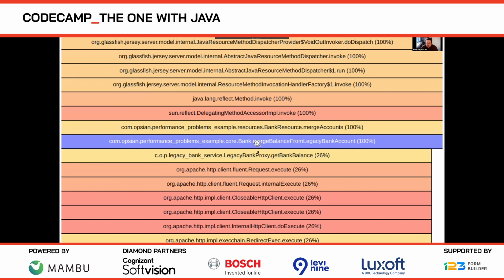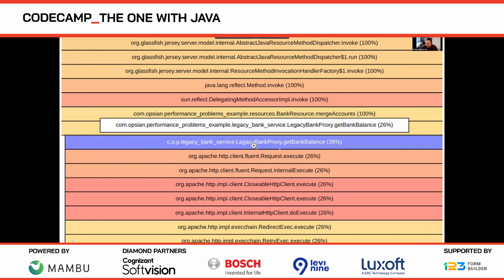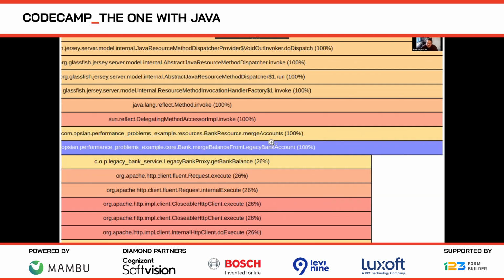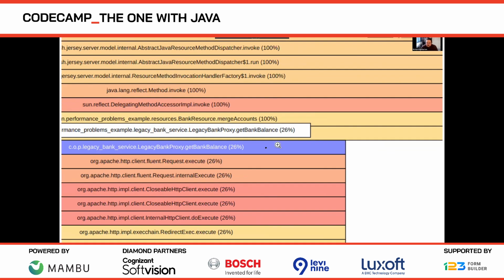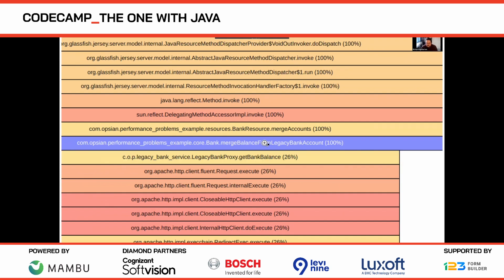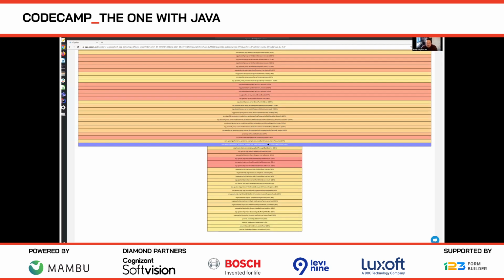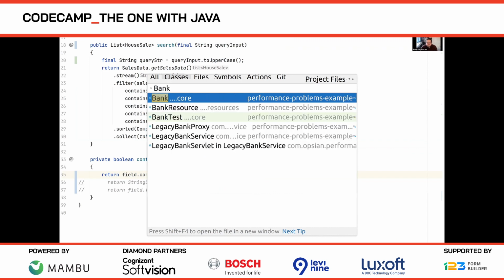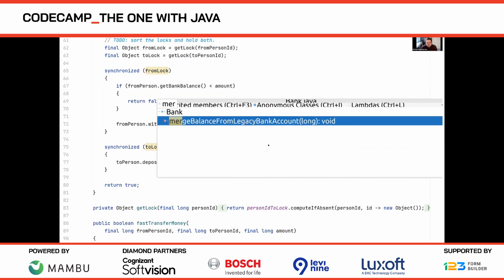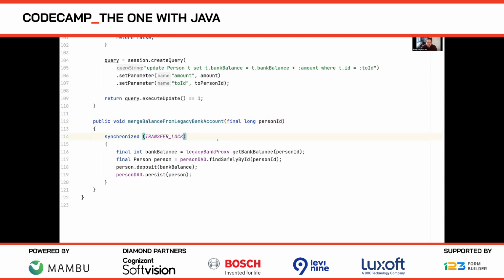And it is calling legacy bank proxy.get bank balance. But 75% or 74% here of the time disappears between our merge balance and our get balance operation. That's where our flame graph narrows in. That's the exciting thing to look at within the flame graph. So let me have a look at that bank class a second. And we want to look at the merge balance from legacy bank account method.